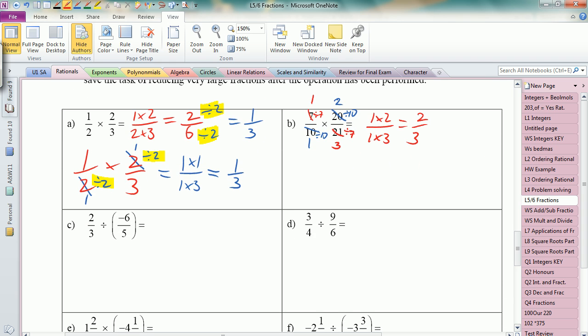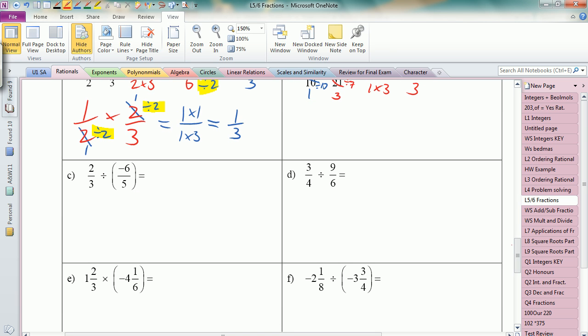Now, what I tend to do, once you start getting good at this stuff, is just cross off. When I get good at this stuff, I don't show this part right here. I just cross off and put the answer up above. But once you're learning this, it's a good idea to do that, so you just get used to it. All right, next, division.